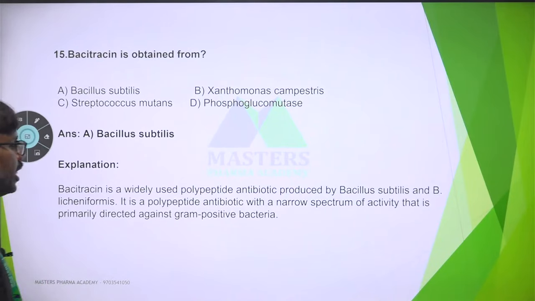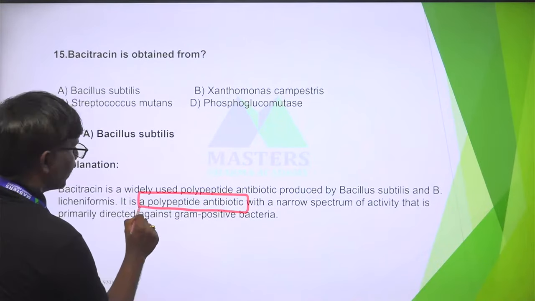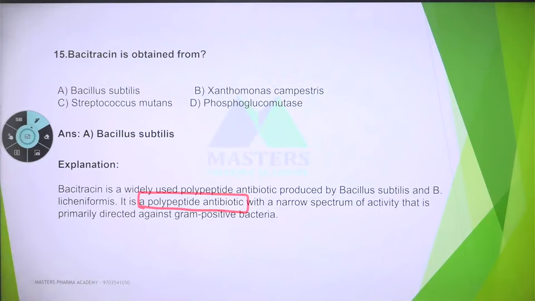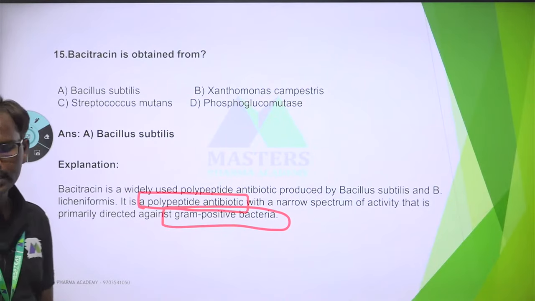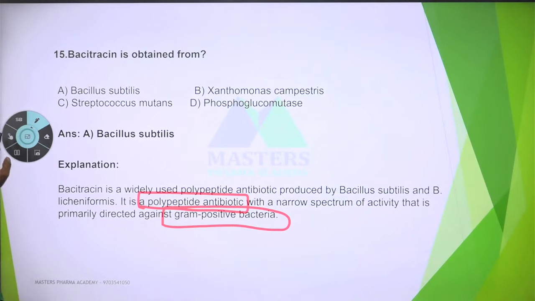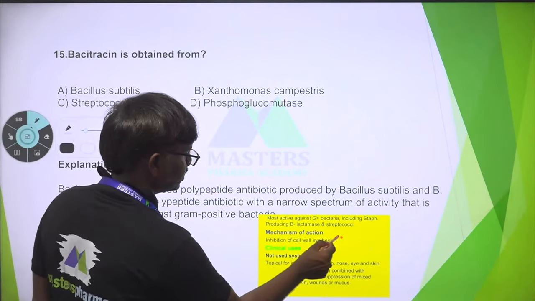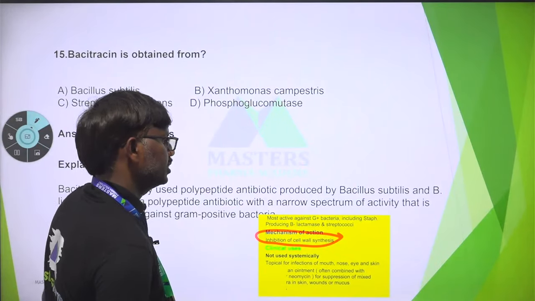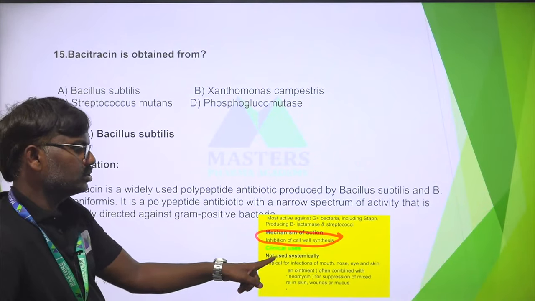Okay, so Bacillus subtilis, and Bacillus licheniformis also. It's a polypeptide antibiotic. Very, very important. Bacitracin is an antibiotic. Okay? And it is active against gram-positive bacteria, that is narrow spectrum. Okay, so mechanism of action: it inhibits cell wall synthesis, right? Then, important, it is not used systemically.